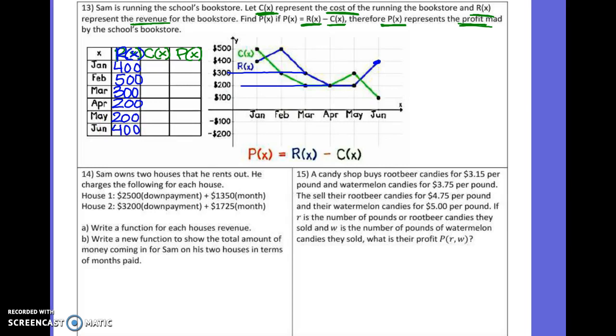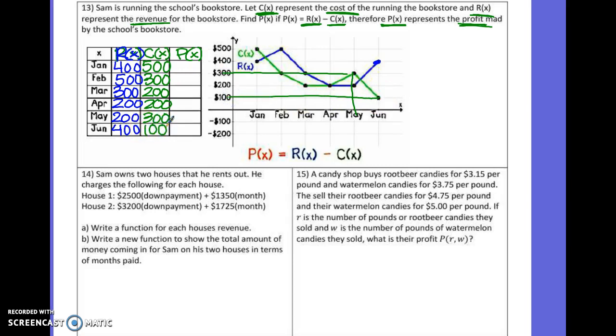And now I'm going to go through and label all the costs that we had here. So in January, let's see, we're at 500 for the cost. February, 300. March, 200. April is 200. And we're in May. So May is 300. And June is 100.